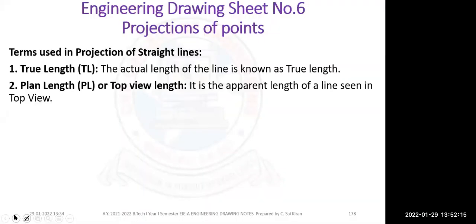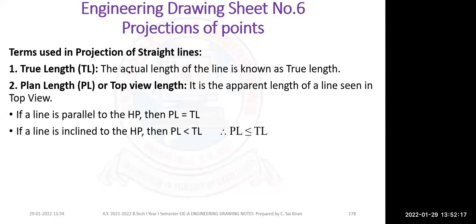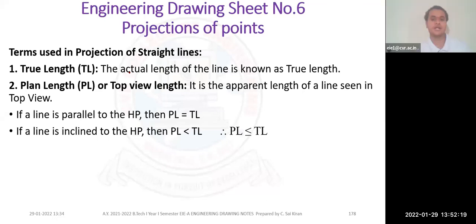I'm sharing the screen. That's the reason. If a line is parallel to HP, plan length is equal to true length, because this is parallel. This is my HP and this is parallel. Whenever it is parallel, I can see the complete length.